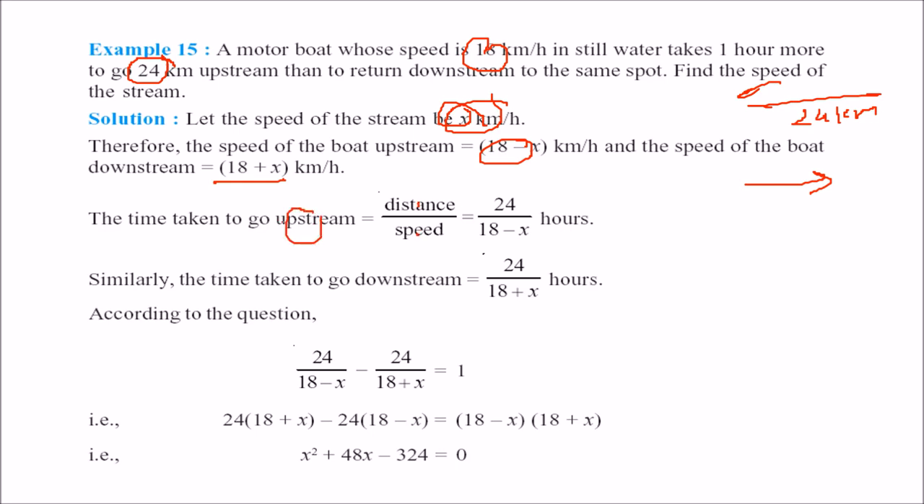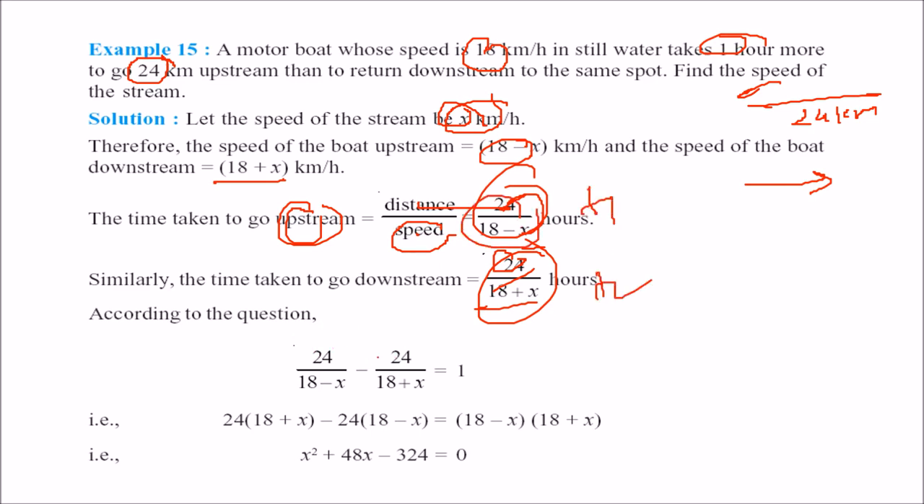Time will be distance by speed. For upstream, you have 24 by 18 minus x. Distance is 24, speed will be 18 minus x. Downstream, 24 by 18 plus x. And the difference of these two is 1 hour. So t1 minus t2 is equal to 1. So this one gives 1, and you can multiply both sides by 18 minus x and 18 plus x. You'll get this equation and you can just solve it.